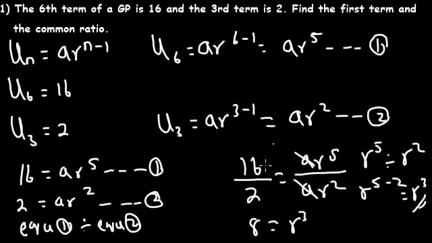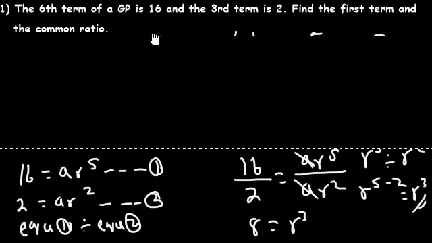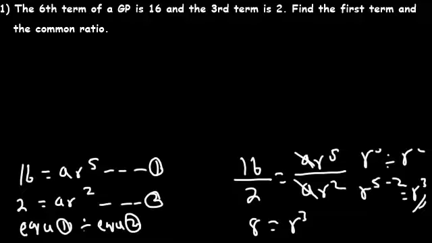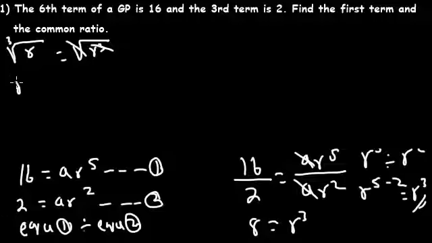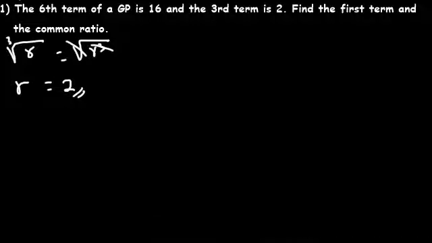To find r, the best thing is to find the cube root of both sides. So taking the cube root of both sides, we have the cube root of 8 equals the cube root of r cube. So the cube root cancels the cube, and we have r equals 2, as the cube root of 8 is 2. So that is the common ratio of the GP.